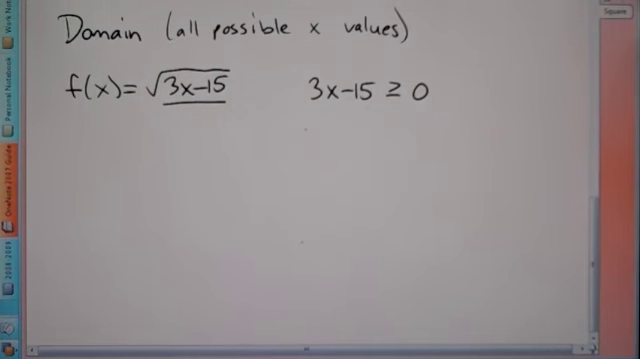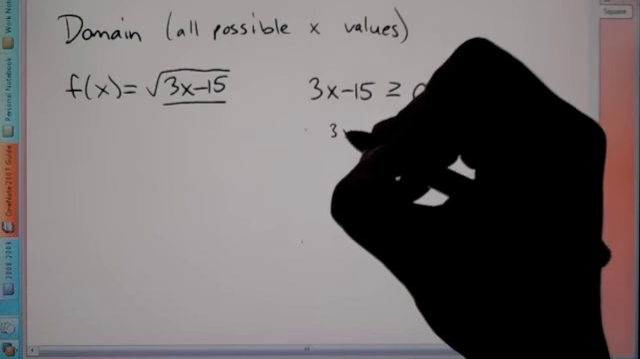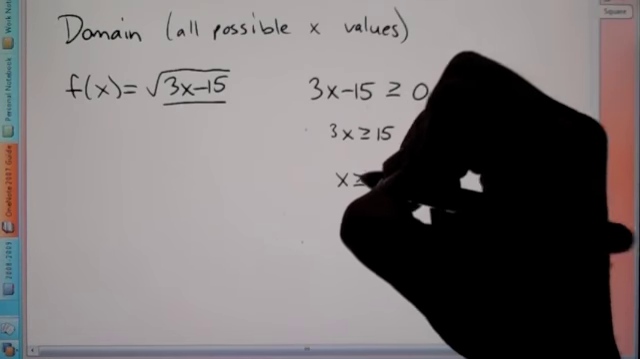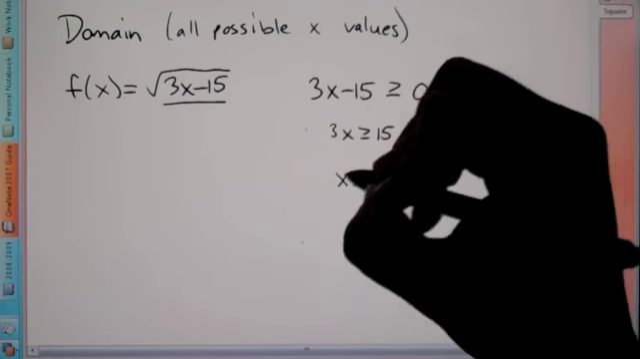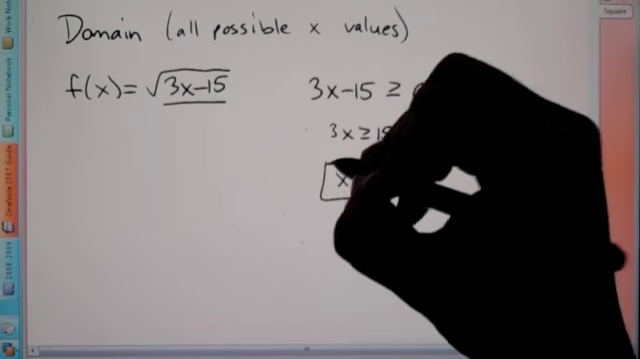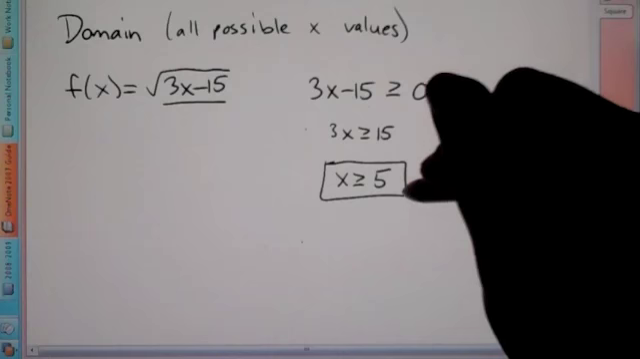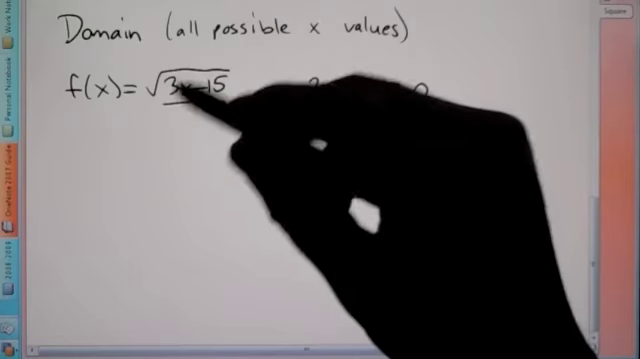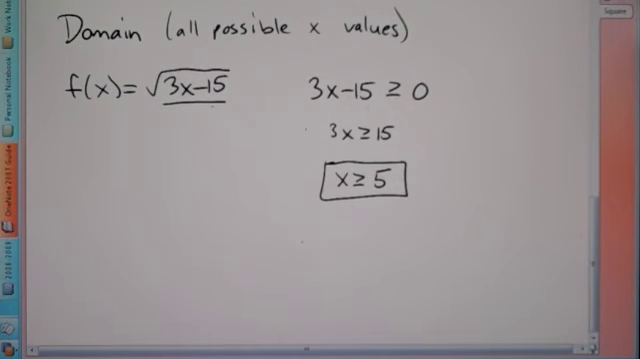And this helps us find our domain. So now we move the 15 over by adding. Divide by 3. So you get x is greater than or equal to 5. And this would be your domain. What this is saying is if you pick any number 5 or greater and plug it into here, you will get a positive underneath that root.